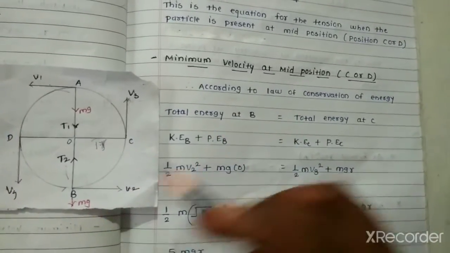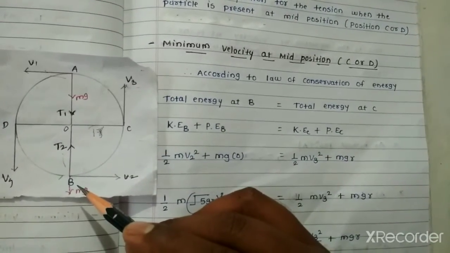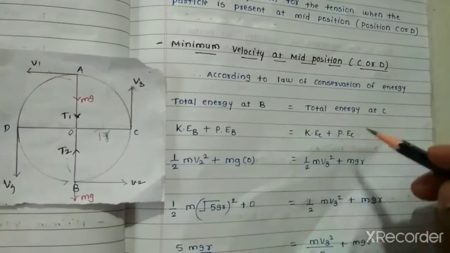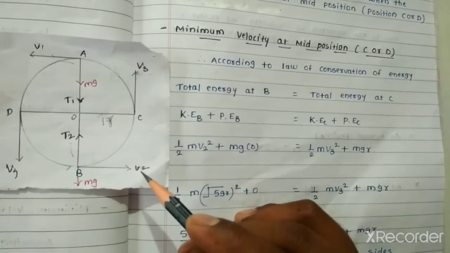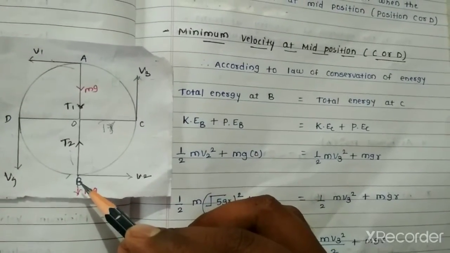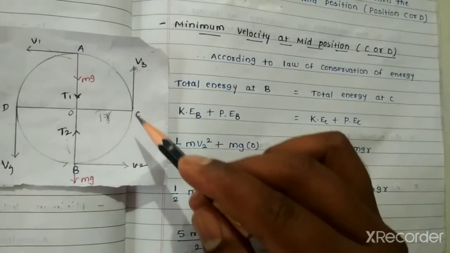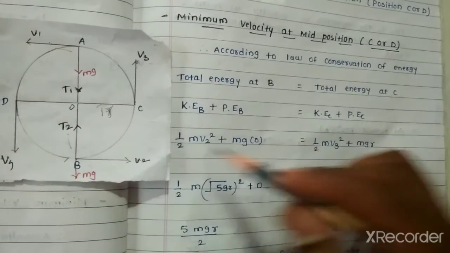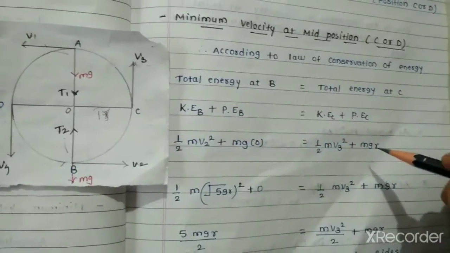So total energy at B is equal to total energy at C. Total energy at B means kinetic energy at B plus potential energy at B is equal to kinetic energy at C plus potential energy at C. So kinetic energy at B is half m v2 square plus potential energy mgh. Here B is on the ground, so the height is 0, so mg into 0 is equal to kinetic energy at point C, that is half m v3 square plus potential energy mg into r. Here the total distance is the radius, so mgr.